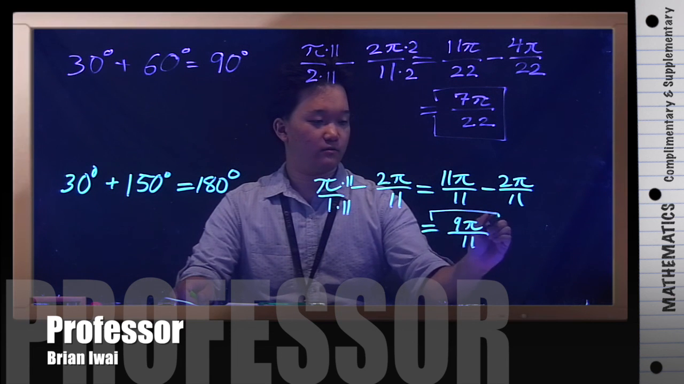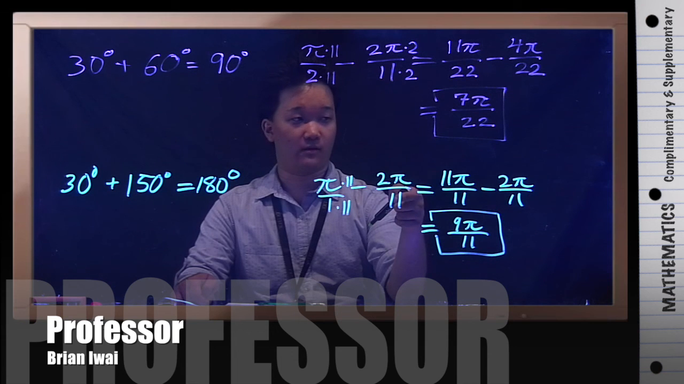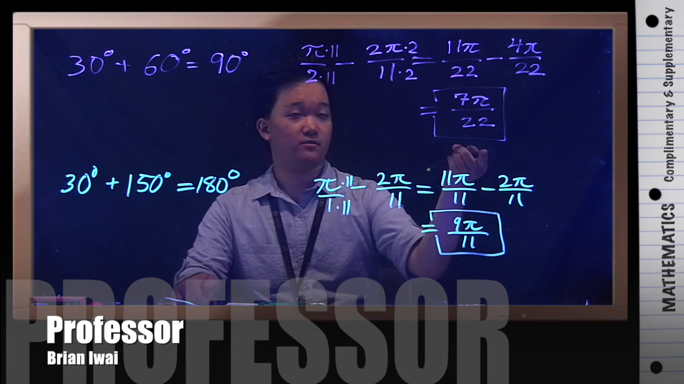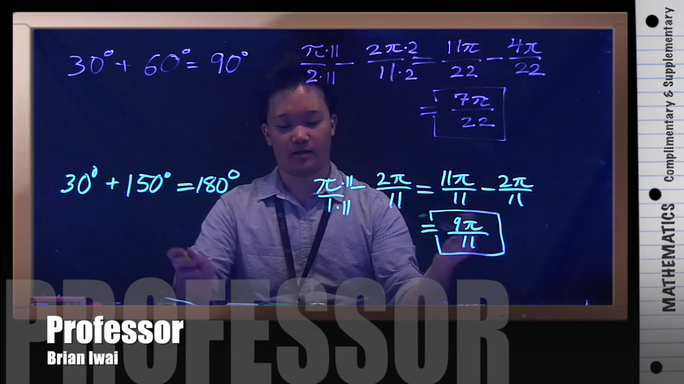So this is the angle that's supplementary to 2π/11, and 7π/22 is the angle that's complementary to 2π/11. And that's how you solve the problem.